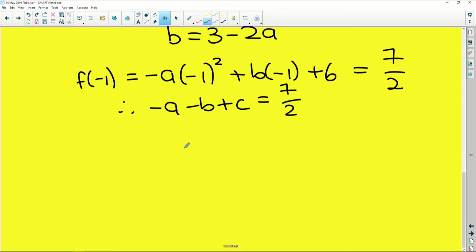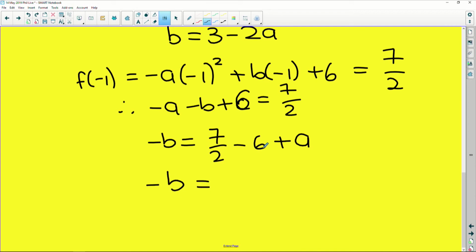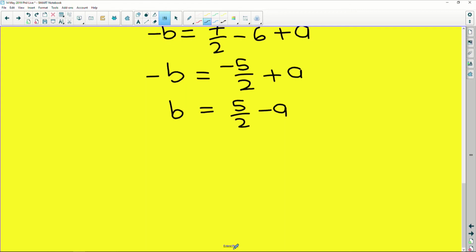If we try and isolate some variables, we're going to get that negative b is equal to, this is 6, not c, look at me talking rubbish, 7/2 minus 6 plus a. Okay, so we're going to get that negative b is equal to 7/2 minus 6, where the denominator of 2 is 12/2. So 7 minus 12 is negative 5/2 plus a. Okay, now I'm trying to isolate b on its own, so I divide through by a negative, and I get 5/2 minus a. Okay, so that is our second equation that we solve for simultaneously.